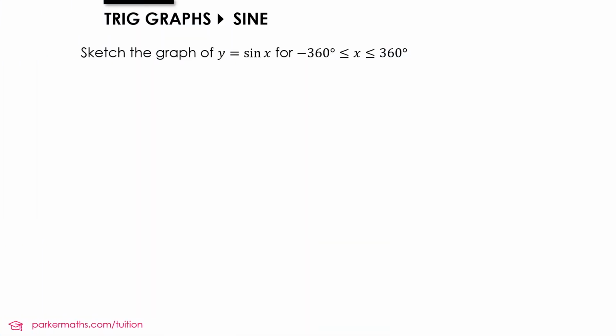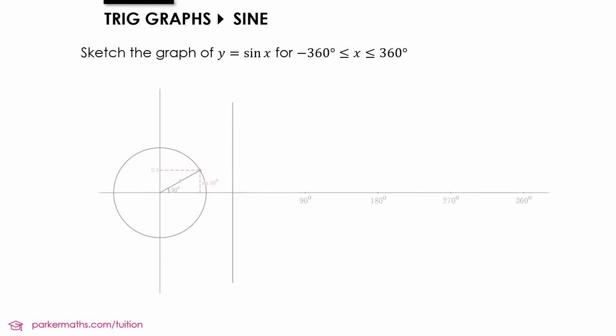So let's sketch the graph of y equals sine x in the domain negative 360 degrees is less than or equal to x, which is less than or equal to 360 degrees. We're going to do this with some help from the unit circle. So we're going to start with a unit circle diagram showing theta equals 30 degrees. And on the right hand side, we're going to build up the graph of y equals sine x in stages. To help us do that, we're going to plot some points that we know on the graph.